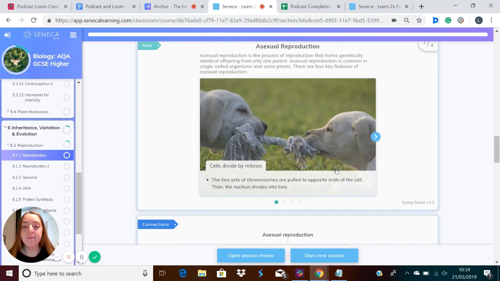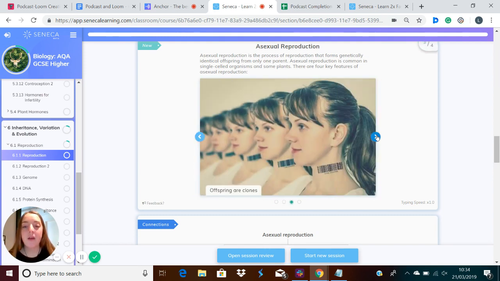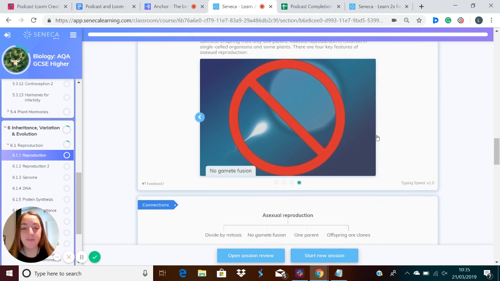So cells divide by mitosis. The two sets of chromosomes are pulled to opposite ends of the cell, and then the nucleus divides in two. And in its basic form, this is what mitosis is. Only one parent is involved, so the parent cell divides in two, and the offspring produced are clones, so they're genetically identical, and there's no gamete fusion.